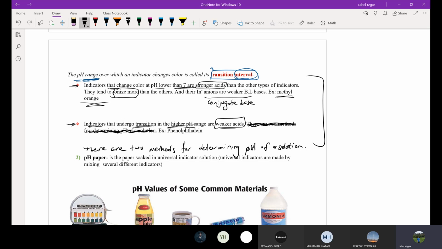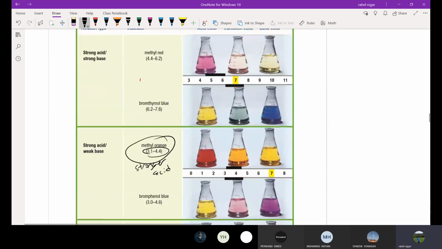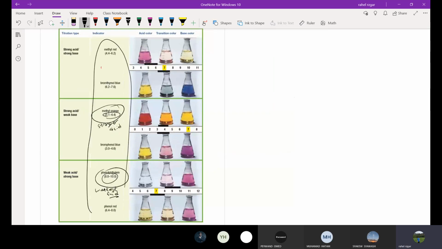Everyone, by the way, you have to memorize these 6 indicators with the numbers. Memorize with the numbers, with the transition intervals.